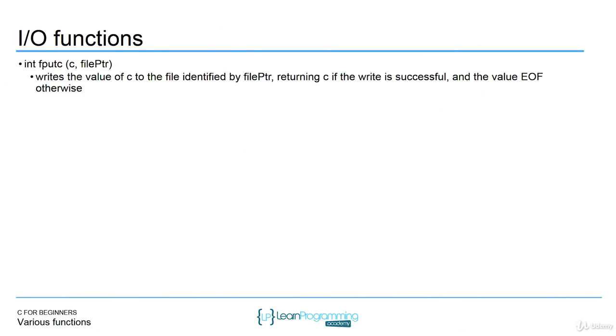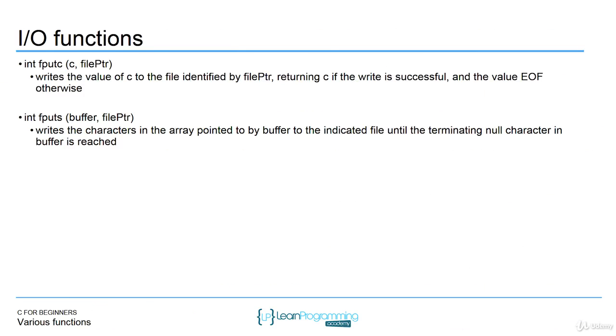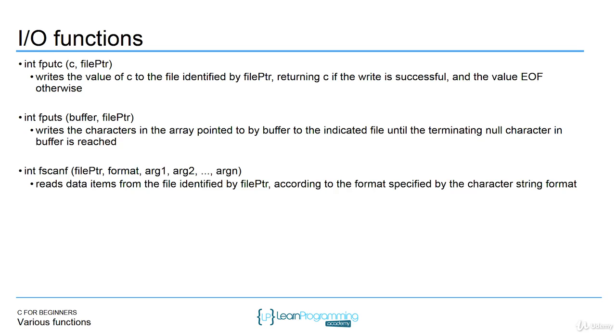We also had fputc, which will write characters to a file. fputs will write a string to a file. It takes a buffer and a file pointer: what you want to write, and the file you want to write to. fscanf will read data from a file. It will grab the input, and it will use the same kind of format as scanf. It takes format specifiers and variables.